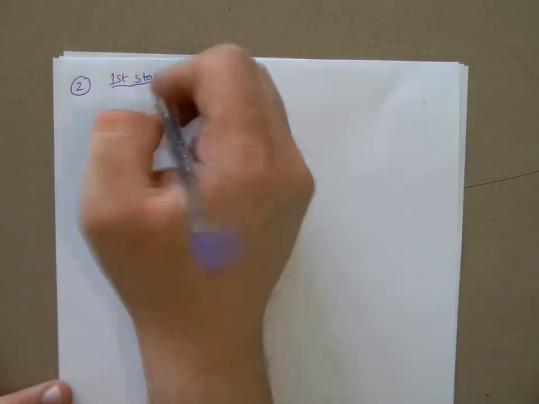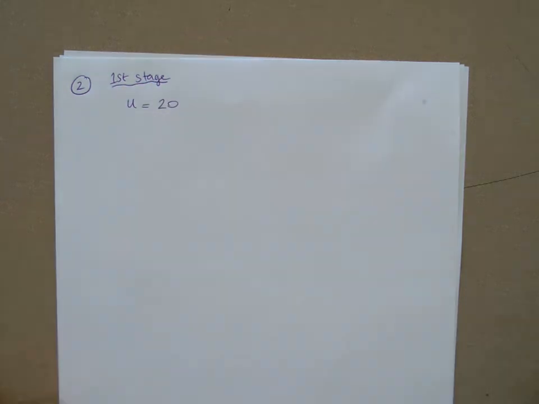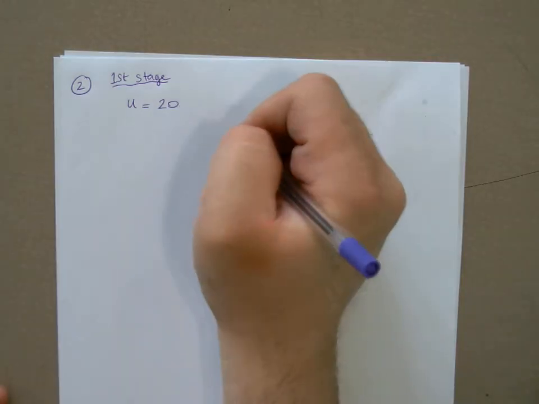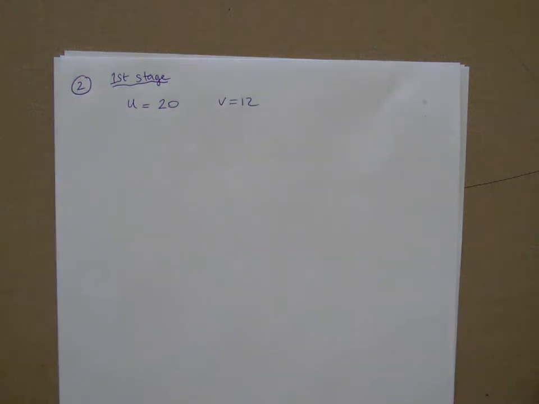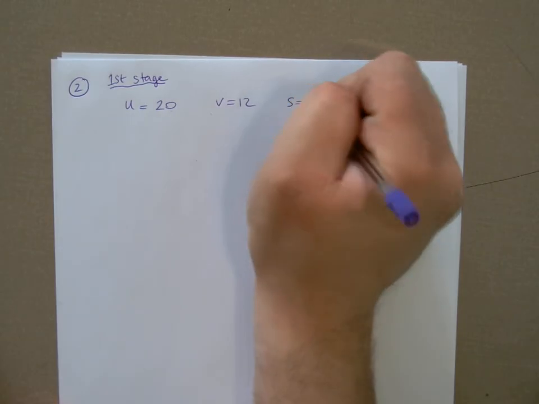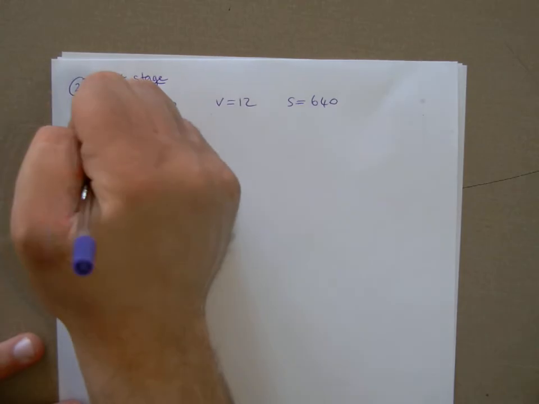So we've got to think that the SUVAT here will be different for the second stage. Because in the first stage the acceleration is in fact a deceleration, so it's going to be a minus acceleration, but in the second stage it's accelerating, so it's going to be different. In the first stage, we pick up the story when it's going at a speed of 20, and it decelerates so that its speed ends up being 12. So its initial speed is 20 and its final speed is 12. And during this time it's travelled a distance of 640 meters. So that's the first stage situation, and that can help us answer A, part 1.